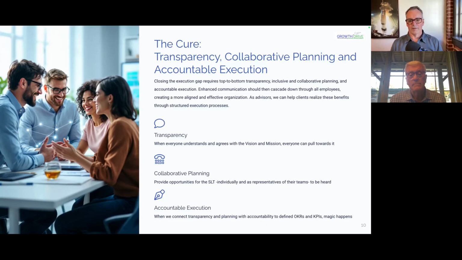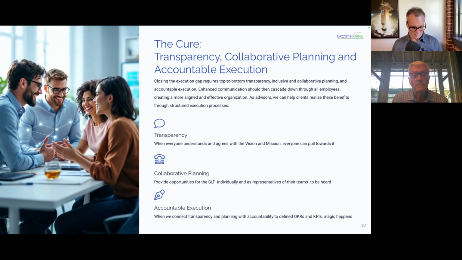move the ball forward. So there are really three things you should either confirm are in place, and if not, help the client to install. Transparency, and that starts with your very first conversation with the CEO. Are they willing to be transparent? Are they willing to be vulnerable? Are they willing to share? It's hard to have an effective senior leadership team where everyone is aligned with and accountable to the goal if the CEO, the business owner, is not willing to be transparent about these things.